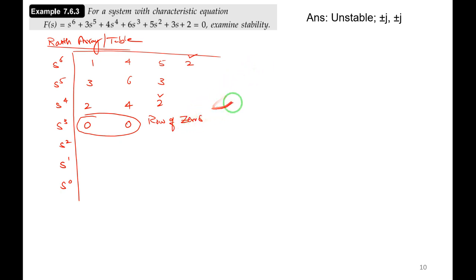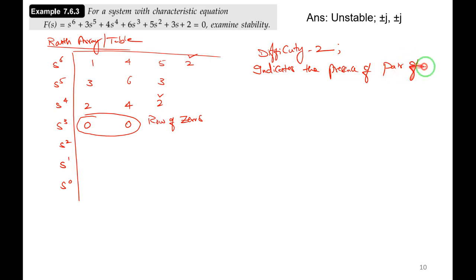Row of zeros means difficulty, right? Yes, difficulty. What does it indicate? It indicates the presence of a pair of symmetrically located roots.